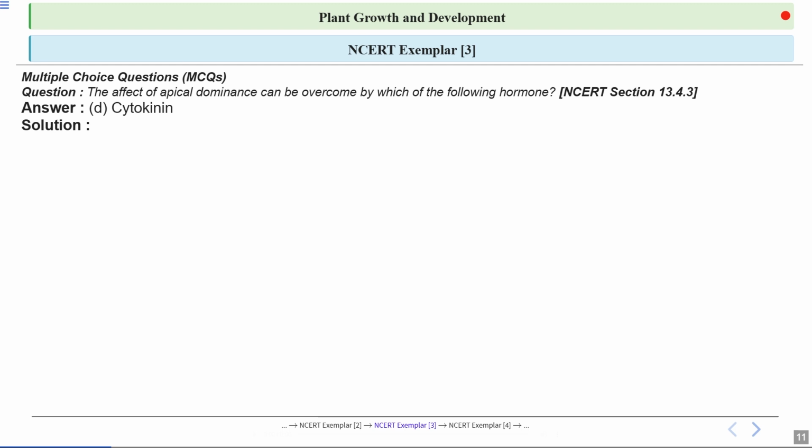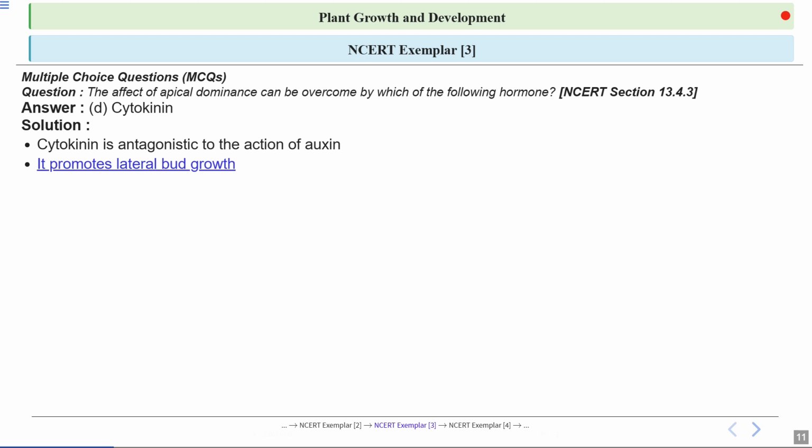Okay, so the question is about apical dominance and how it can be influenced by a plant hormone. Which plant hormone influences it? The correct answer is option D, cytokinin. Cytokinin is antagonistic to auxin, promoting lateral growth and overcoming apical dominance, because auxin is responsible for the apical dominance, but cytokinin promotes lateral growth.